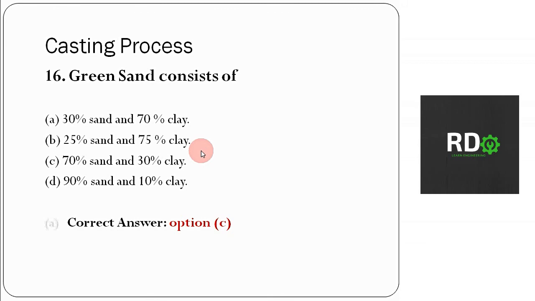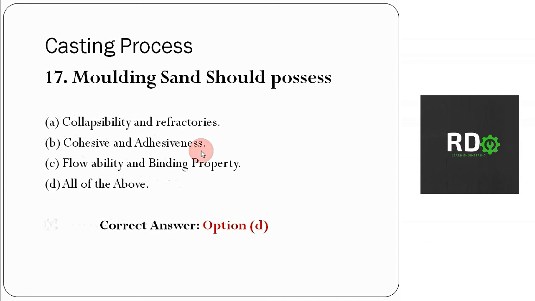Okay, the next question is about green sand, which consists of 30% sand, 70% clay, 25% sand, 75% clay, 70% sand, 30% clay. The last option, 90% sand, 10% clay. Option C is the right one, as you can see, 70% sand. So 70% sand and 30% clay, and out of this 30%, around 12 to 18% is also water. And this 70% can also be around 60-65% sand. So the right option will be 70% sand, as there is no mention of water. So option C is the right answer, 70% sand and 30% clay.